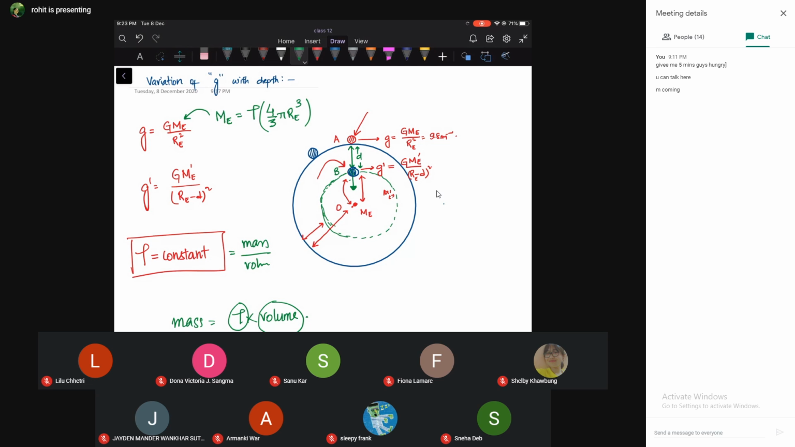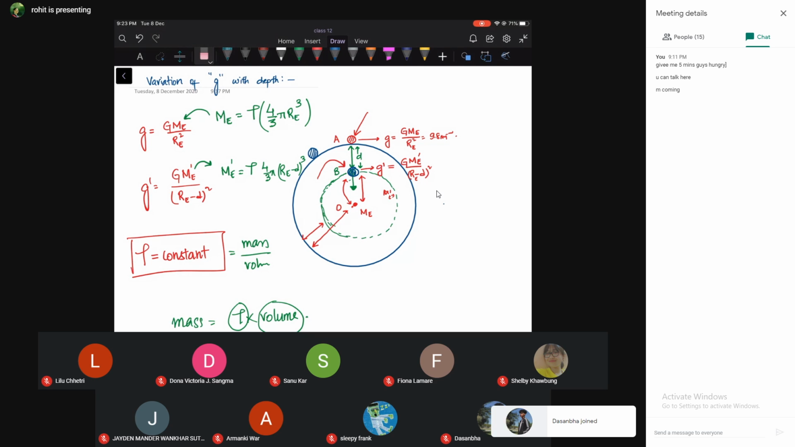Now check, what will be the mass of the smaller portion? I'm going to write it like this: Me dash. The density is again the same, because even for the smaller portion I'm assuming constant density for the time being. Not exactly accurate, but it will work out. Then I must multiply with the volume of this smaller sphere, which also has a volume. 4 by 3 pi, and the radius of this smaller sphere is Re minus d, so I write (Re minus d) whole cube. This is how you write your Me dash.